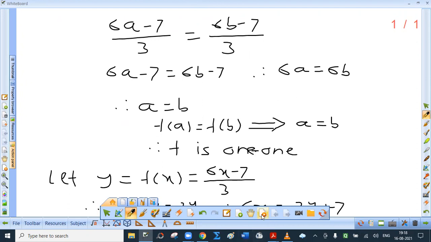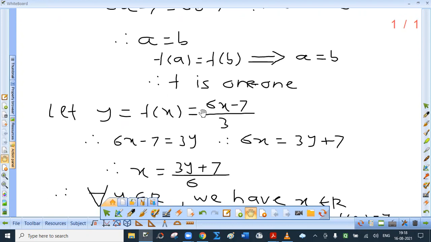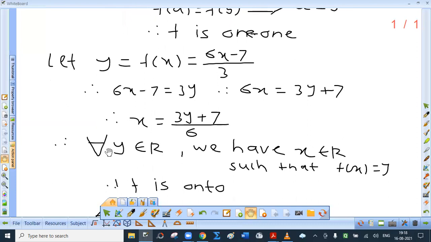Okay. Now we have to prove that it is onto. In fact, we have to verify rather, because we are not asked to prove, we are asked to check. So we should not say that we prove that. We should say we verify. Let y be f(x), (6x minus 7) by 3. So 6x minus 7 is 3y. So what is x? (3y plus 7) upon 6. So for every y belonging to R, we have x belonging to R, such that f(x) is y.